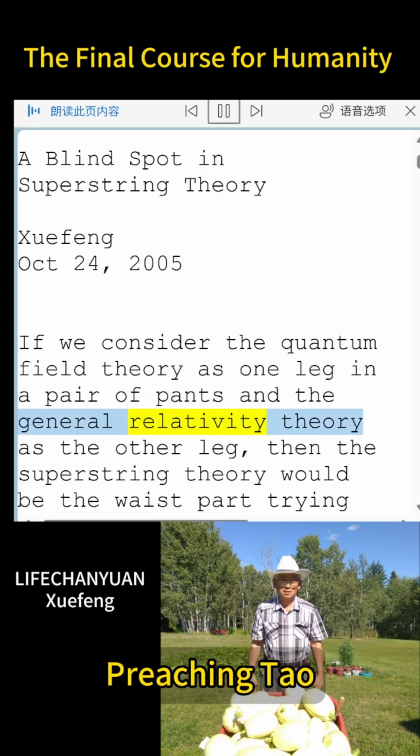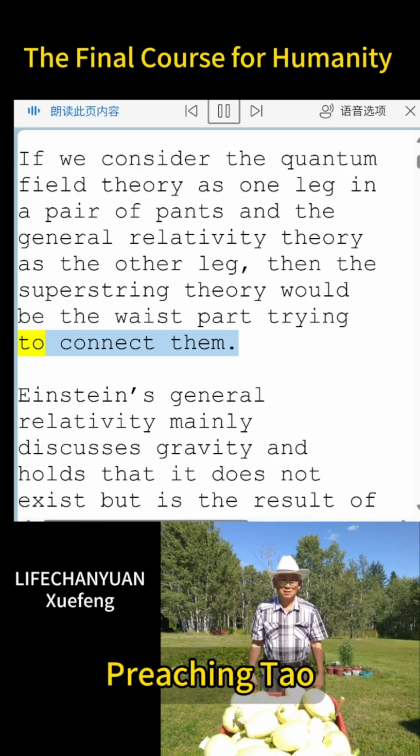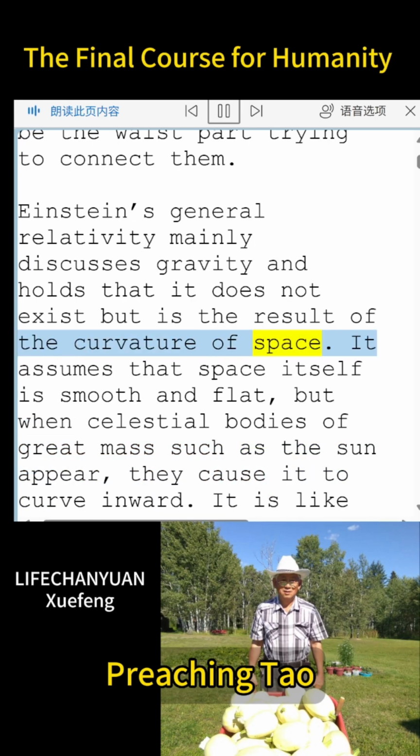the general relativity theory as the other leg, then the superstring theory would be the waist part trying to connect them. Einstein's general relativity mainly discusses gravity and holds that it does not exist but is the result of the curvature of space. It assumes that space itself is smooth and flat, but when celestial bodies of great mass such as the Sun appear, they cause it to curve inward.